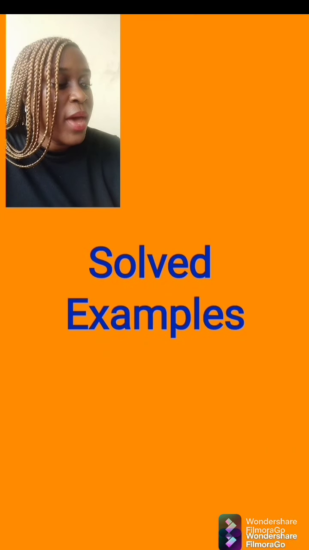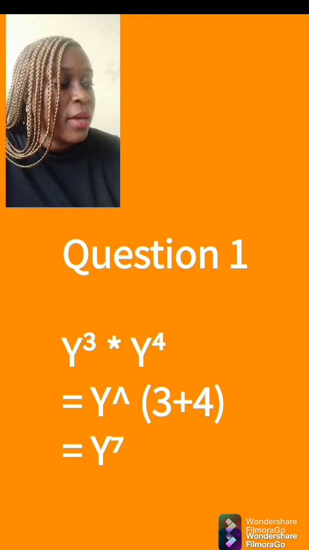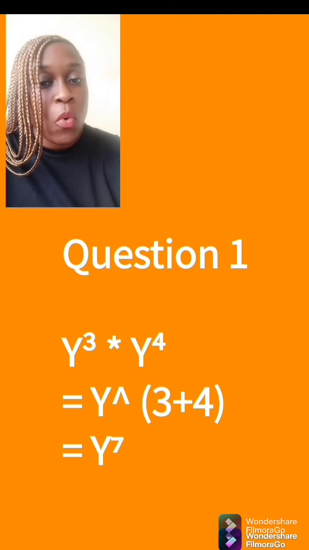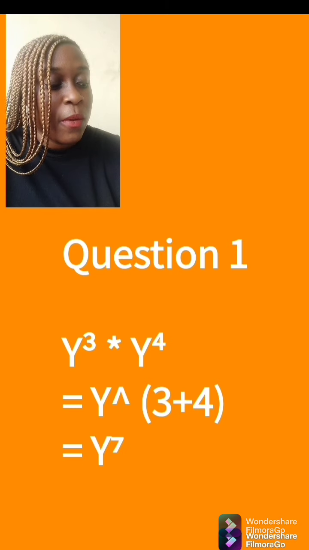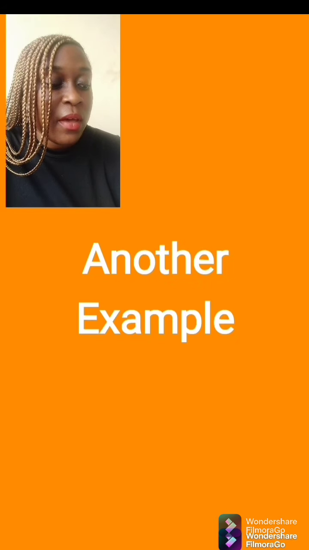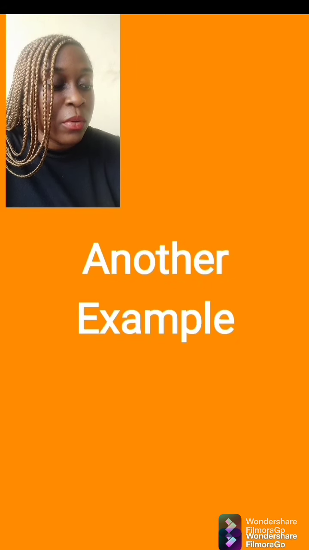We shall quickly solve a problem. We have y raised to power 3 times y raised to power 4. So that gives us y raised to power 3 plus 4, which is equal to y raised to power 7. Let's take another quick example.